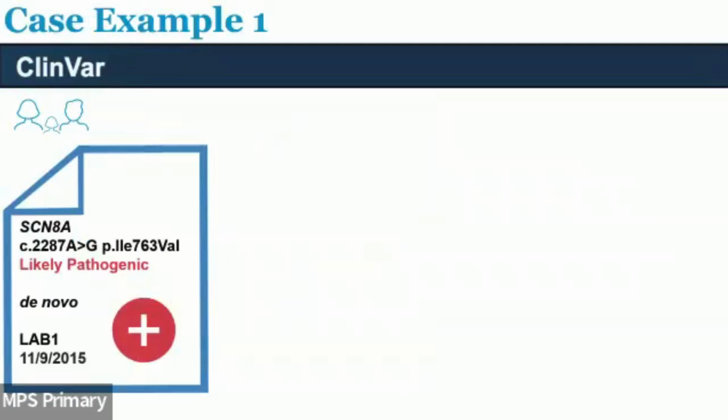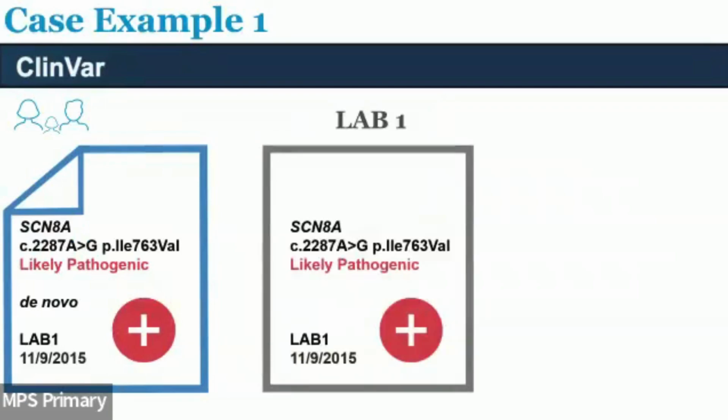At the time of our submission, there were 2 other records in ClinVar. The first was from the laboratory that completed Ella's testing, so Lab 1. One difference between our submission and Lab 1's submission is that we included additional inheritance information, that the variant was de novo. We also included information about Ella's seizure history.